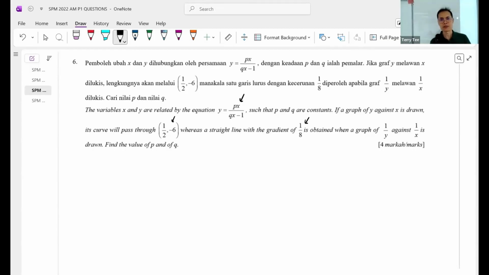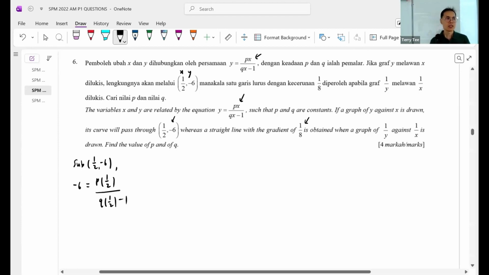Now, before you convert to linear form, this is a graph with the x and y value. So I hope, do I need to show you this? Do I need to show you working? I just write sub 1 over 2, 6. 1 over 2 minus 6. Sub inside your y. So what is your y now? Your y is negative 6. What is your x? Half. Q times half minus 1. What are we finding? We're finding p and q.